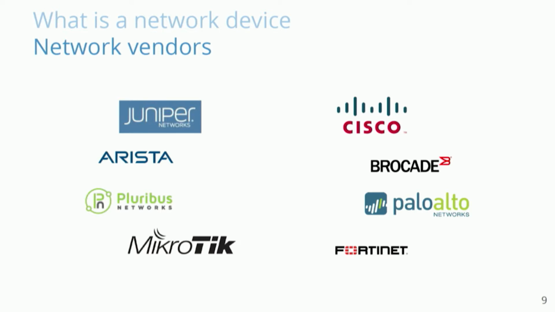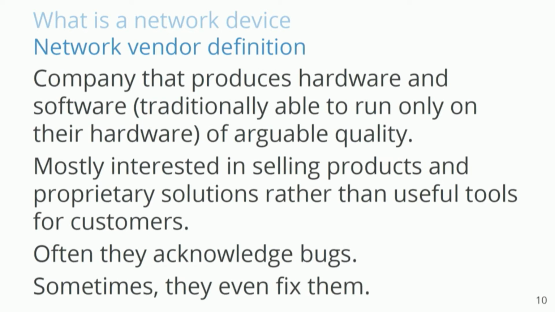These devices are in general produced by network vendors. You've probably heard of Cisco. Another big one is Juniper, also Arista, Brocade, and remember this name, Brocade. I will reference it later. Palo Alto, MikroTik, and so on. There are so many. Some of them I've never heard of in my life. They just pop up like mushrooms. And that's the definition of a network vendor. In general, it's a company that produces hardware and software of arguable quality. You can argue how good the software is.